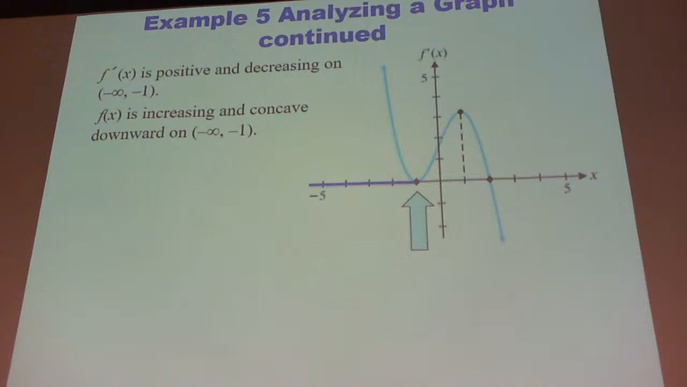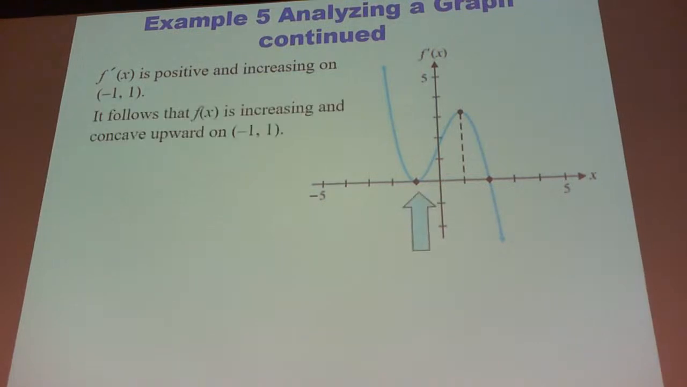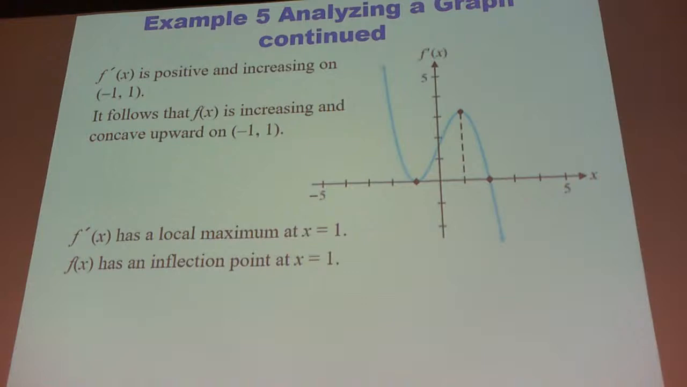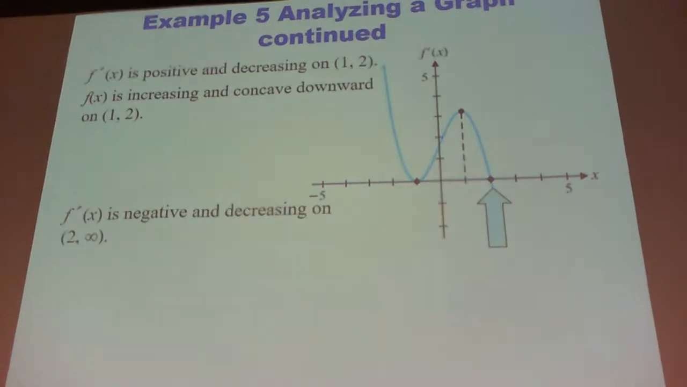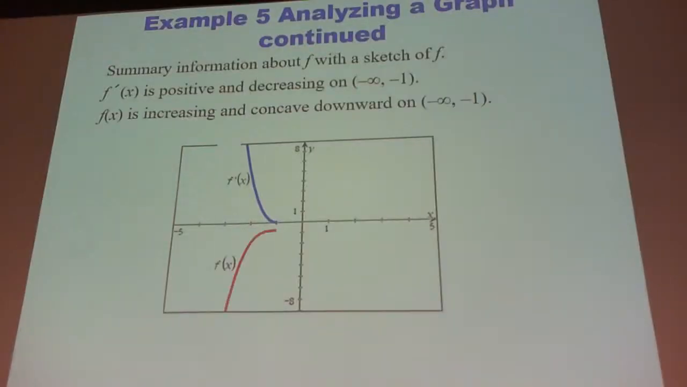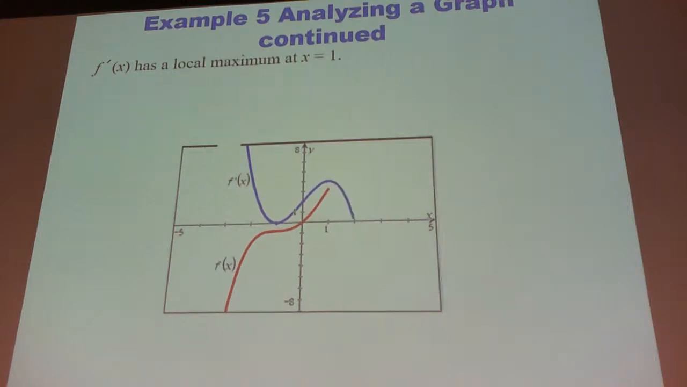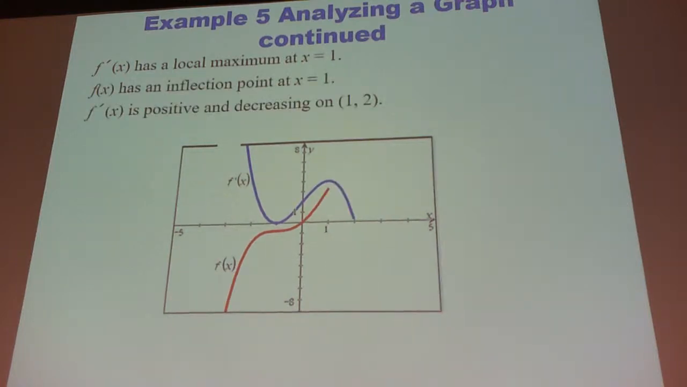We can see where the graph is decreasing. We have a local min at x equals negative 1. You can see where the graph is increasing below the inflection point. See where the graph is increasing and decreasing by looking at the original. And if we graph the original and the derivative, you can see the changes happening through this graph.